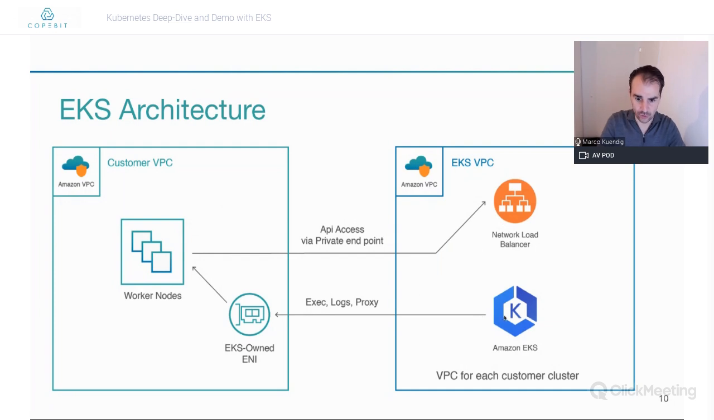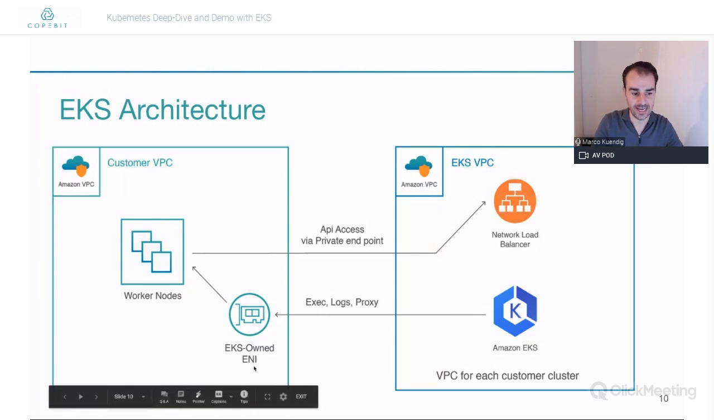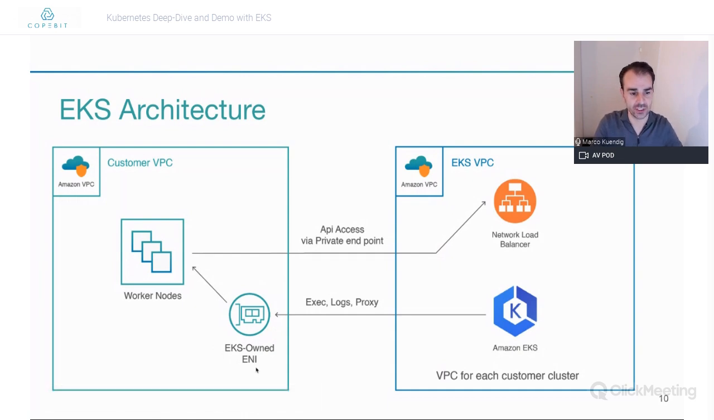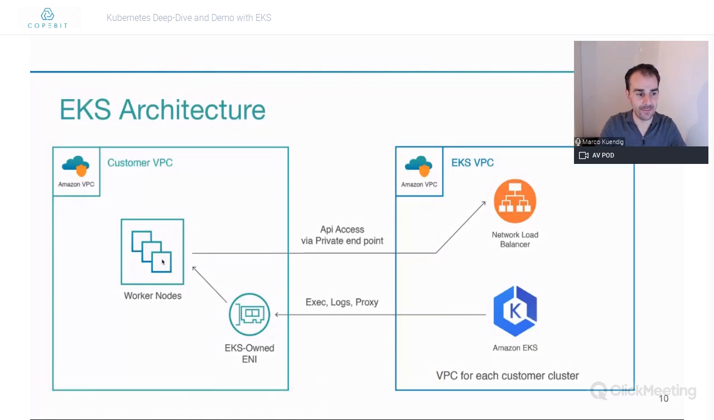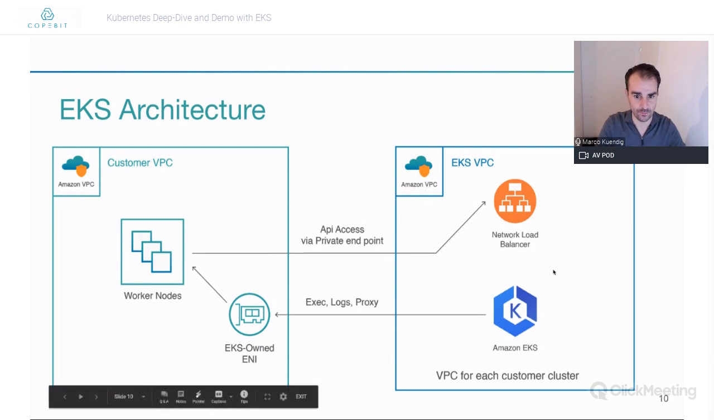And here you see also the logs and proxies and all those things that need to talk to the worker nodes. The worker nodes are running inside your own account and inside of your own VPC. They are fully exposed to the control plane via an EKS-owned ENI. That's an Elastic Network Interface that is pushed from AWS via their software-defined network into your VPC, and then all the communication is happening on the AWS backbone with the control plane.